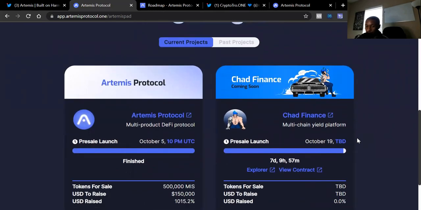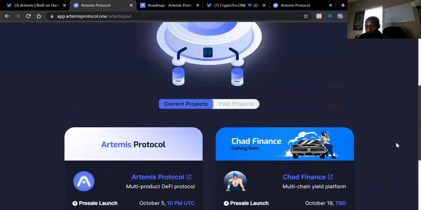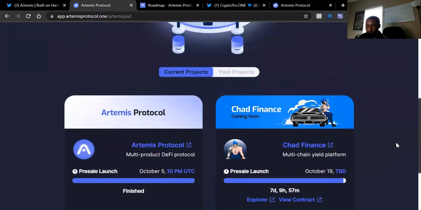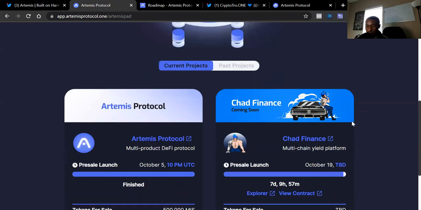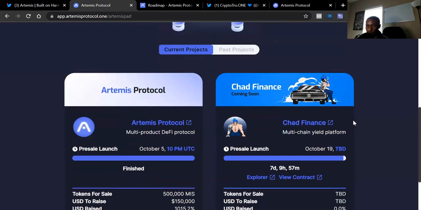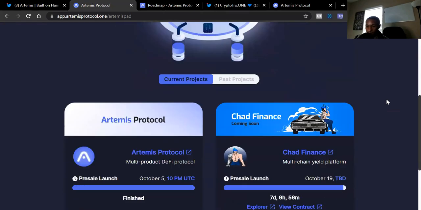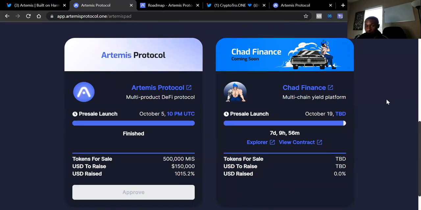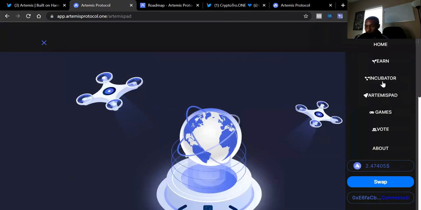I'm not sure what it is, but it's going to be another project that's coming in about 7 days. The pre-sale launch is on October 19th, and you can get into that if you want to on the platform. This is where you can buy it pre-sale. These two are the only two current projects on the ARTEMIS pad. I'm looking forward to seeing more and more projects come on here and be able to get a pre-sale launch for their crypto project. So that's the ARTEMIS pad.